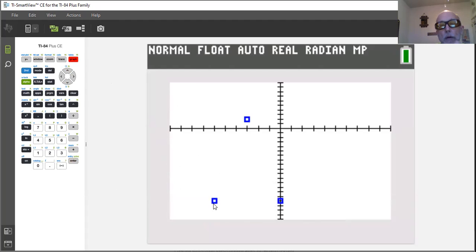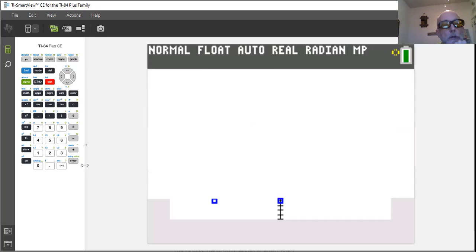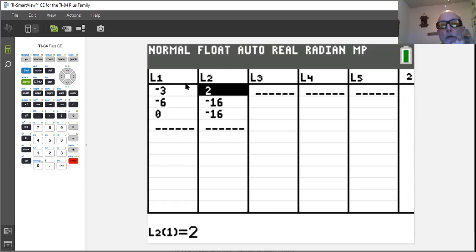Now I can graph and I will see all the dots. There they are. This one was -6, -16. This one was -3, 2, and this is 0, -16. All right. So I have the points in my graph, or I edited this little section of my calculator where I have the X numbers and the Y numbers in the table. That's what we want. Now we need to solve that problem.